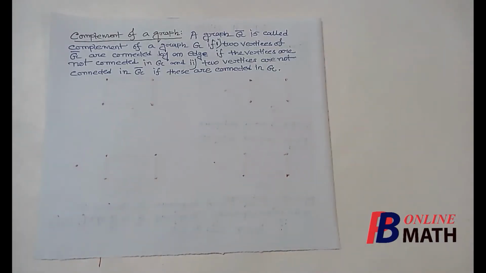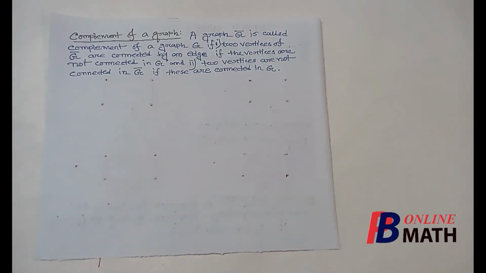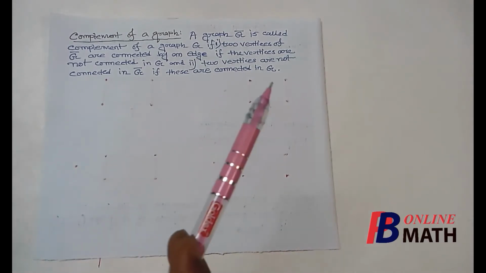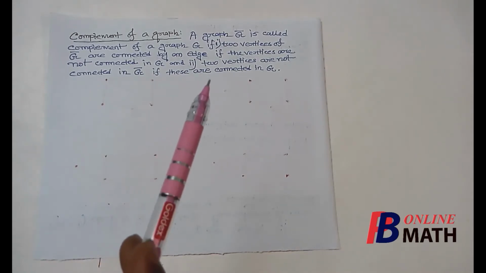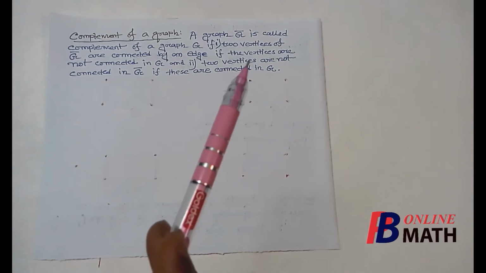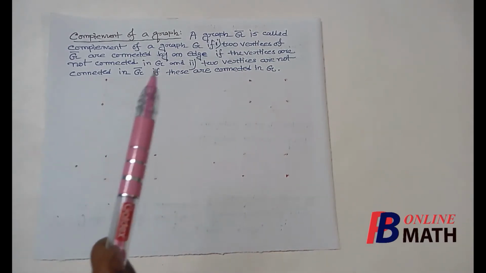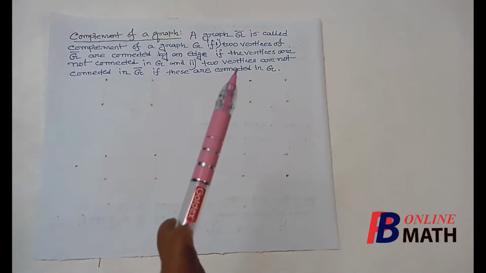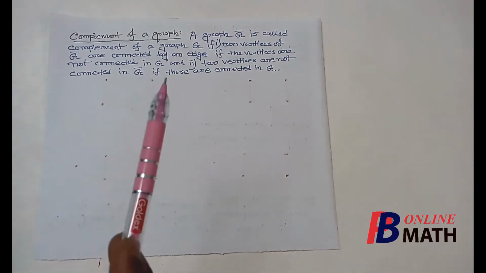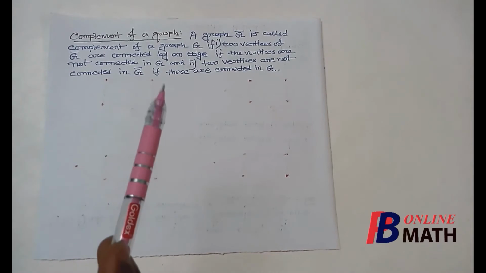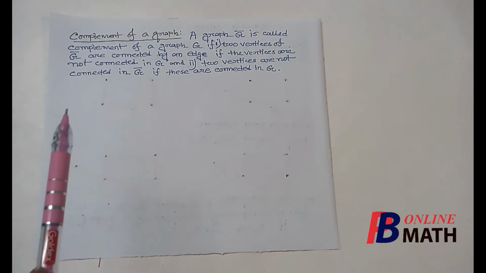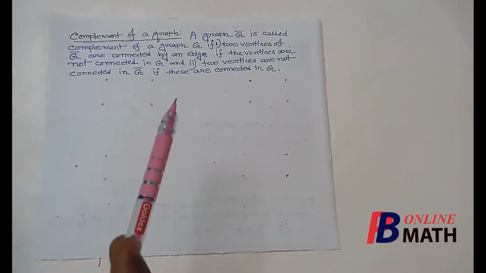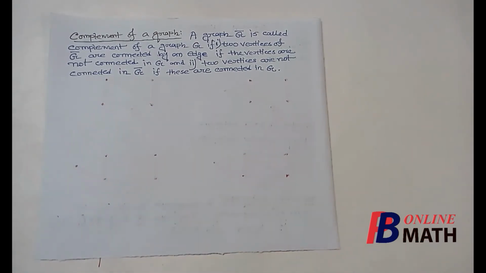Next, we define the complement of a graph. A graph G bar is called the complement of a graph G if it satisfies two conditions. The first condition is that two vertices of G bar are connected by an edge if the vertices are not connected in G. And the second condition is that two vertices are not connected in G bar if these are connected in G.